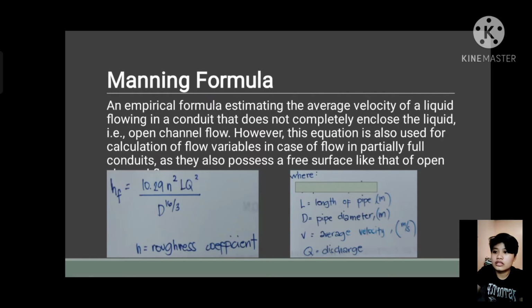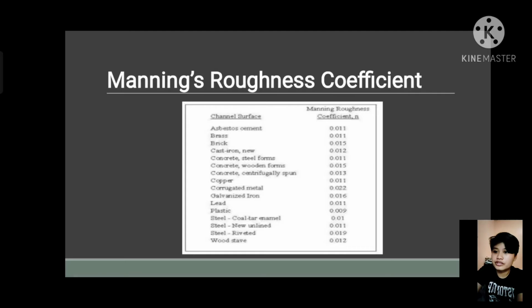So, next one is Manning's formula. An empirical formula estimating the average velocity of a liquid flowing in a conduit that does not completely enclose the liquid, as in open flow. However, this equation is also used for calculation of flow variables in the case of flow in partially full conduits, which also possess a free surface like that of open flow. So, hf equals 10.29 n squared L Q squared over D raised to 16 over 3, where n is the roughness coefficient. There is also a table for the roughness coefficient.